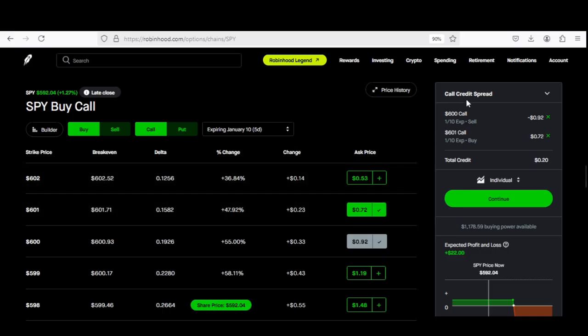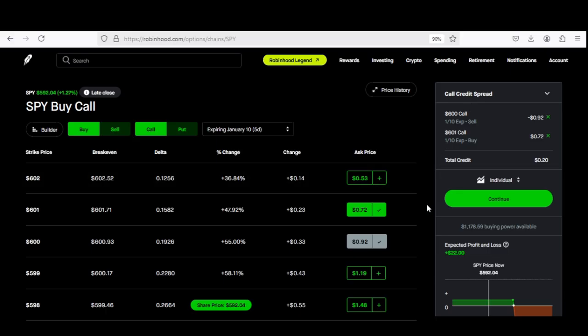As you can see here, this is none other than the call credit spread. Now, the call credit spread is perfect if you're trading with a small account. And as this video goes on, I will show you why it's so perfect for trading with a small account. Firstly, let's get to the good stuff.